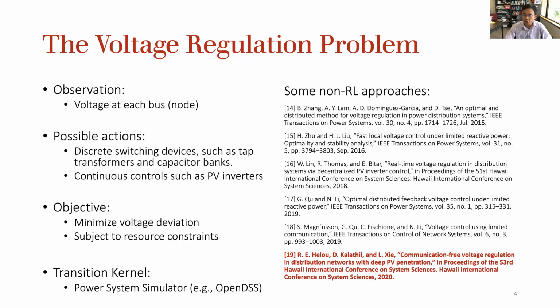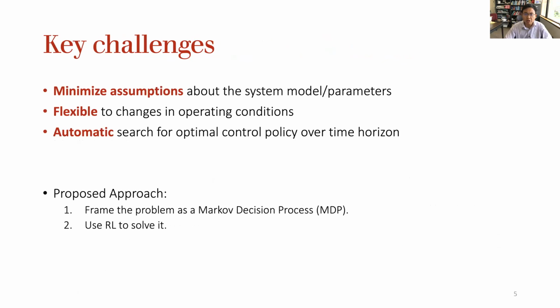There has been a lot of work in these directions, including some non-reinforcement learning based approaches, and some are communication free, some are with limited amount of communication. Some of the key challenges in this type of work is how could we minimize the assumptions with regard to the system model and parameter, given the legacy distribution systems that have rather limited visibility? And how do we make that control decision flexible to the best that we can in changing operating conditions? And how do we make the control policy as automatic as possible?